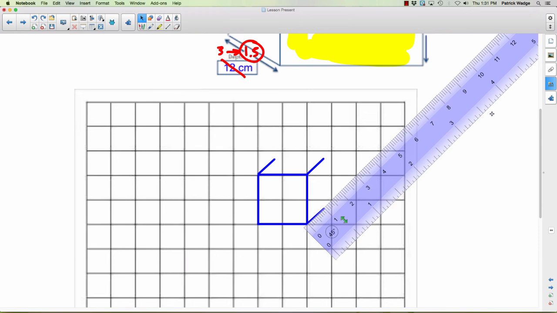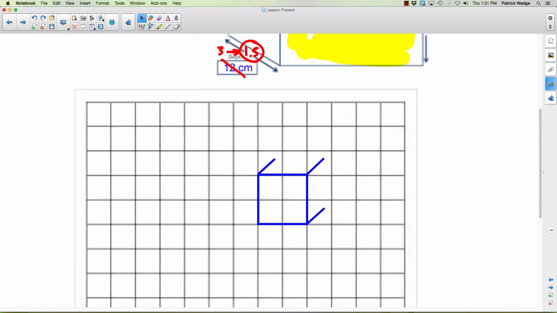Get rid of my ruler. Join the lines together. And what do you think? Does this look more like a cube or less like a cube than what we did before? I'm going with more. I think it's looking good.